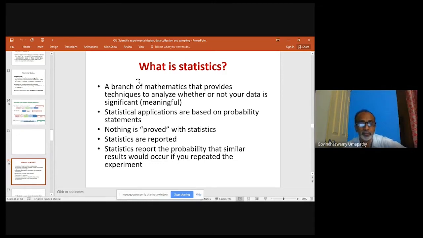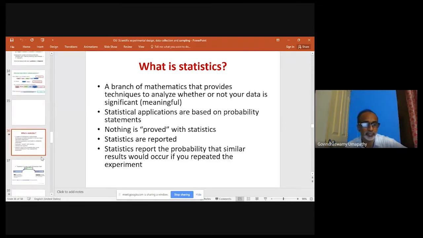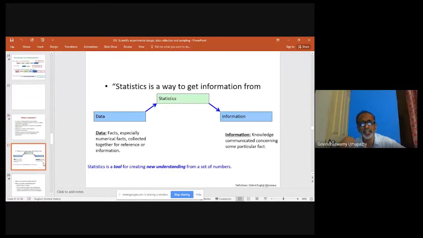We are reporting the event. And statistics report the probability that a similar result would occur if the experiment is repeated. So somebody does an experiment here in India, Telangana, Hyderabad. If you publish a report, anybody elsewhere in the globe can repeat the same experiment and should obtain the same result. That's what statistics says. So it can be repeated based on the experiment. So when you plan, it can be repeated. That's what statistics says.